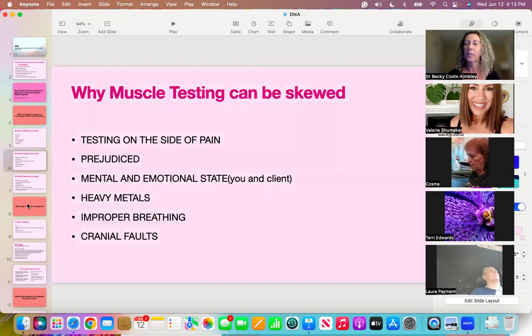Cranial faults is another big one. So this is why I love doing craniosacral therapy, because those cranial faults can actually lead to an improper muscle test.